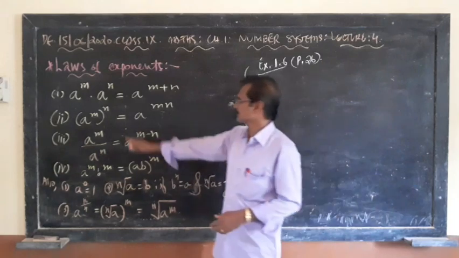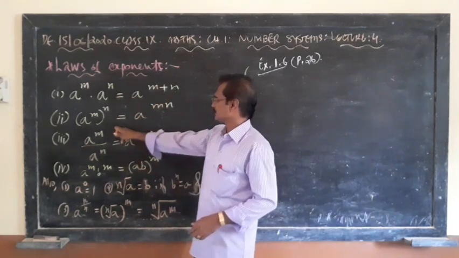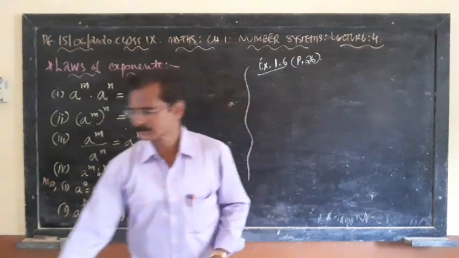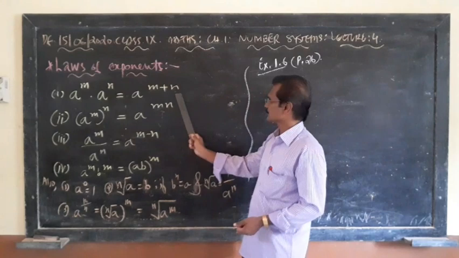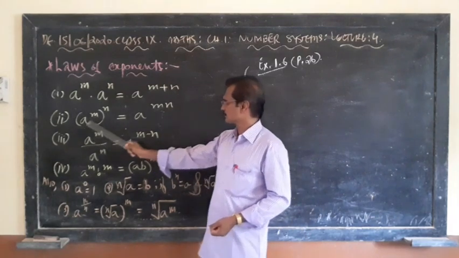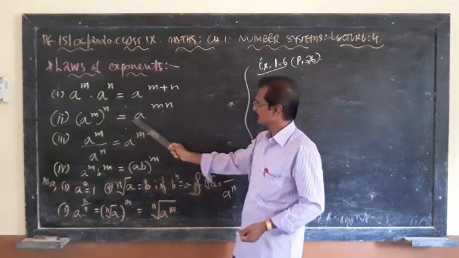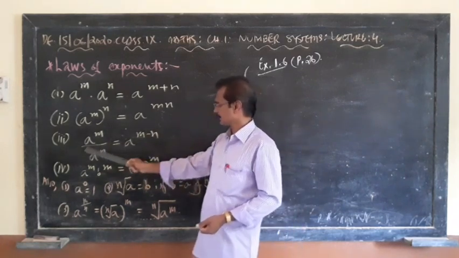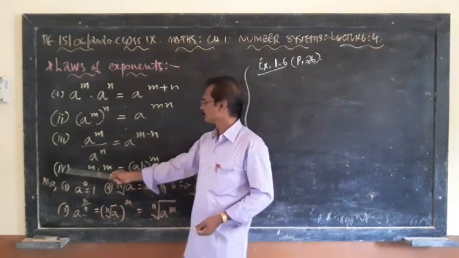First one is a raised to m into a raised to n equal to a raised to m plus n. And second law is a raised to m the whole raised to n equal to a raised to m n. Third one is a raised to m divided by a raised to n equal to a raised to m minus n. Fourth one is a raised to m.